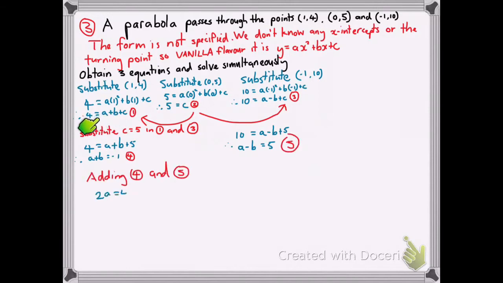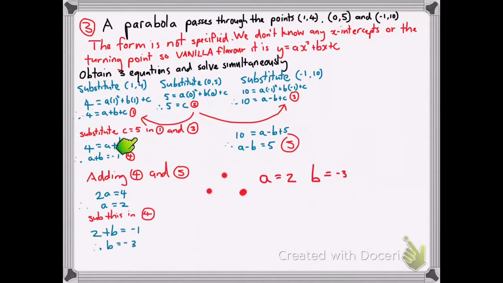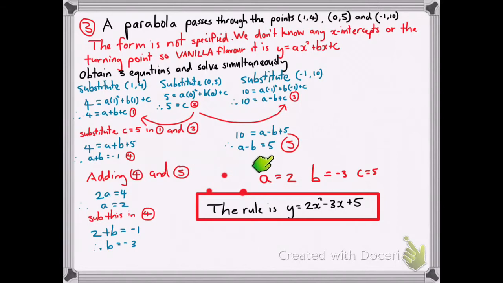The fact that we know that c is 5 means we could substitute that directly into the first and third equations. And as you can see there, I'm going to obtain a plus b equals -1, and over here, which I'll call equation 5, is a minus b equals 5. Now if you look at those two equations, we could add those together to eliminate the b, and that way we'll get 2a equals 4, and so we know that a is 2.